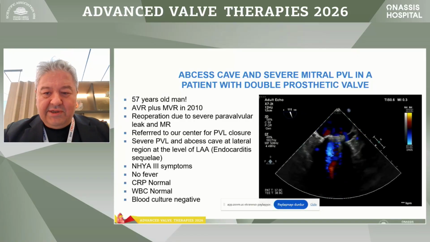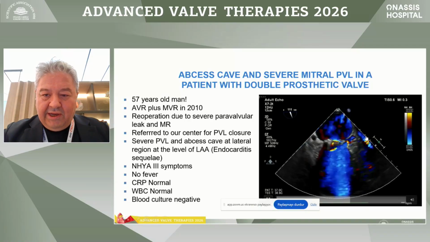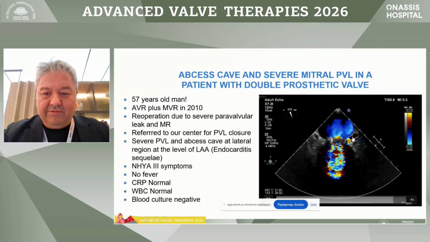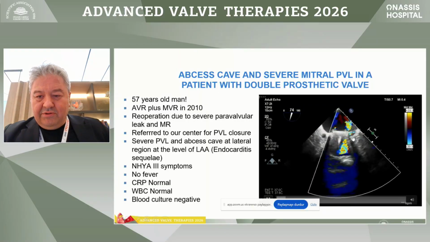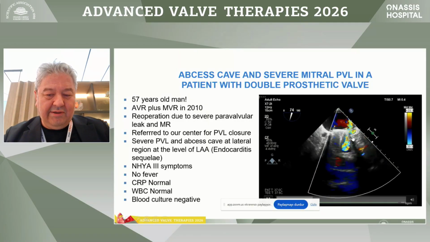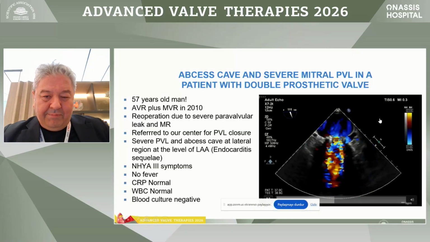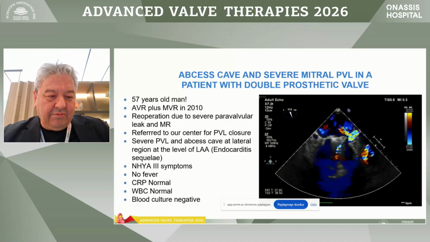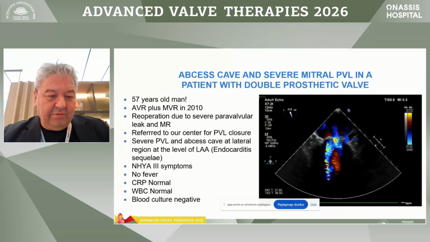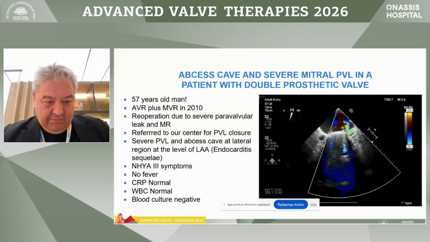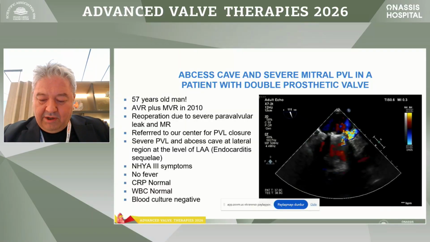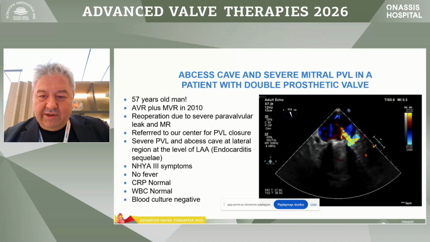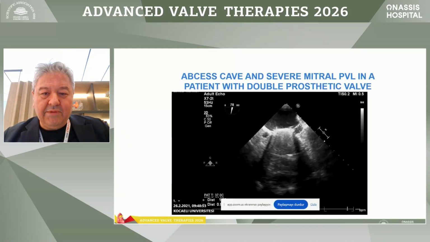Here you can see severe paravalvular leak, an abscess cave at the lateral region, at the level of the left atrial appendage. I think it's an endocarditis sequela. But the patient had no fever, and the infection parameters were totally normal, CRP normal, white blood cell count normal, and blood culture was negative. And our heart team decided to close this abscess cave and the paravalvular leak with a transcatheter approach.